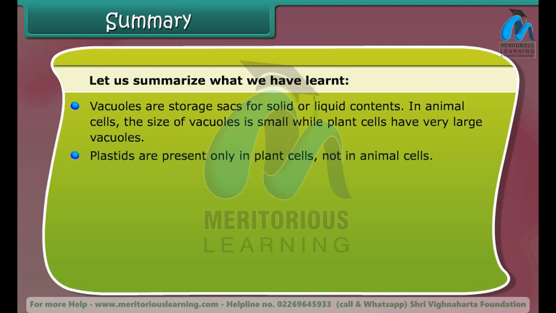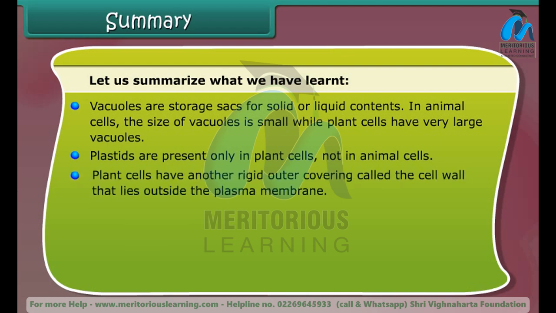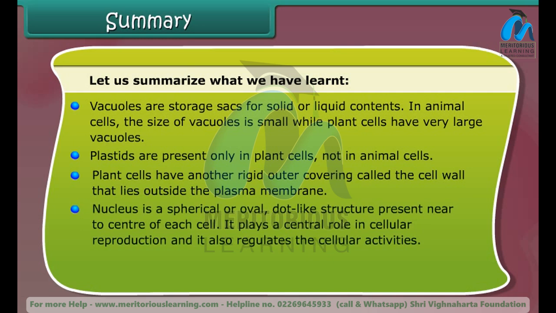Plastids are present only in plant cells, not in animal cells. Plant cells have another rigid outer covering called the cell wall that lies outside the plasma membrane. The plant cell wall is mainly composed of cellulose and provides strength to the cell. Nucleus is a spherical or oval, dot-like structure present near to the center of each cell. It plays a central role in cellular reproduction, and it also regulates the cellular activities.